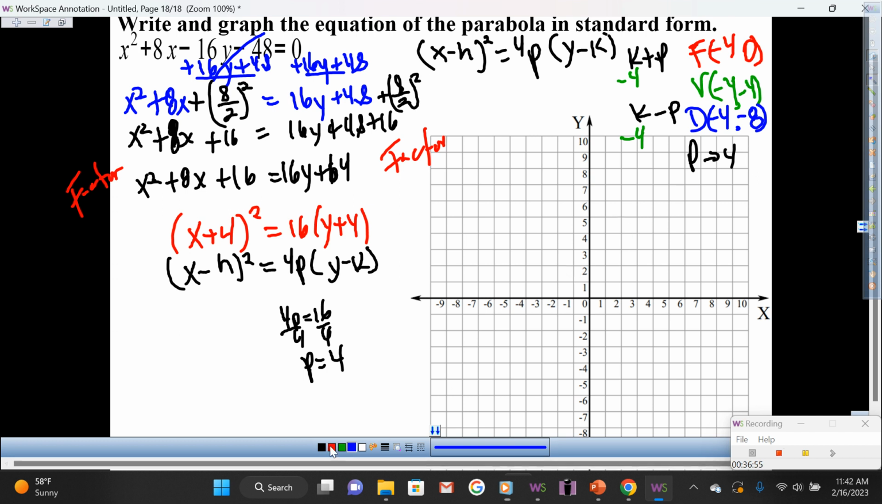So, plot those. -4, 0. Yeah, can somebody get that phone? Please. -4, -4. And -4, -8. And my parabola going through there. Hands if you got that by yourself. Yeah, we got this, yes?